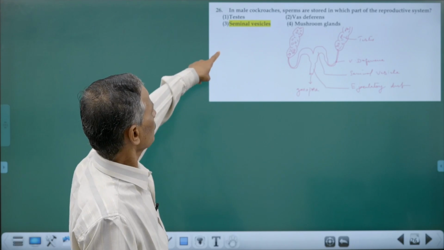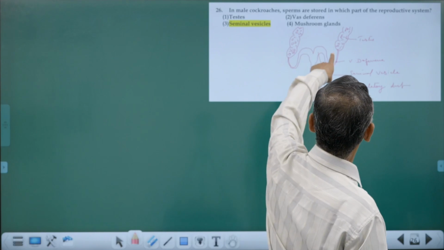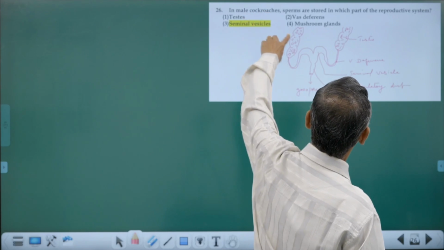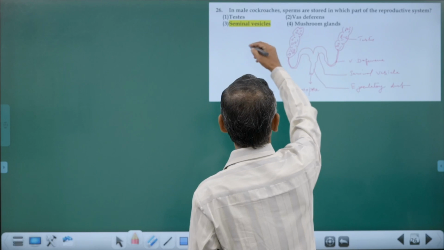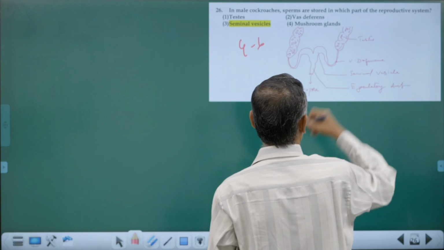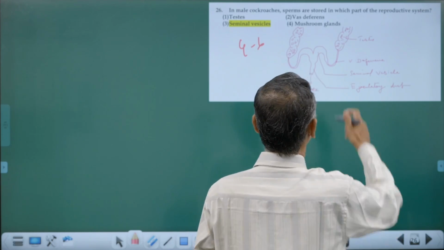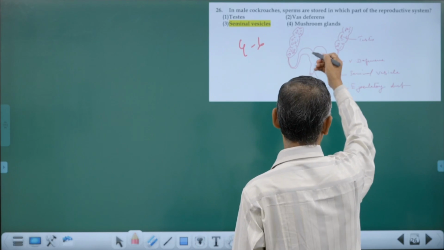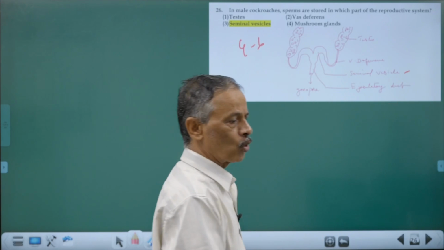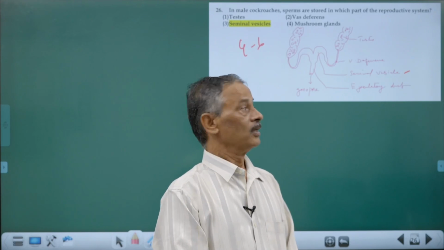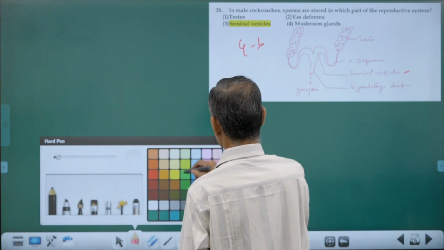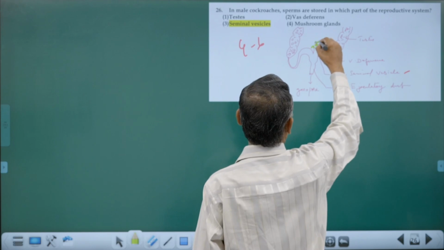In male cockroaches, sperms are stored. This is the male reproductive system of cockroach I have drawn. The testes lie in segments 4 to 6. From the posterior part, a very narrow, tiny vas deferens arises, and the two vasa deferentia expand to form a glandular structure called the seminal vesicle, where the sperms are stored and matured. Surrounding this seminal vesicle, you have the mushroom gland.